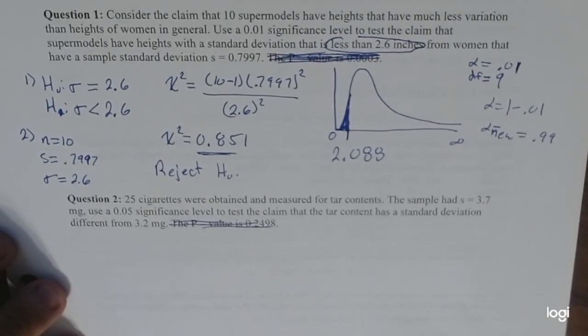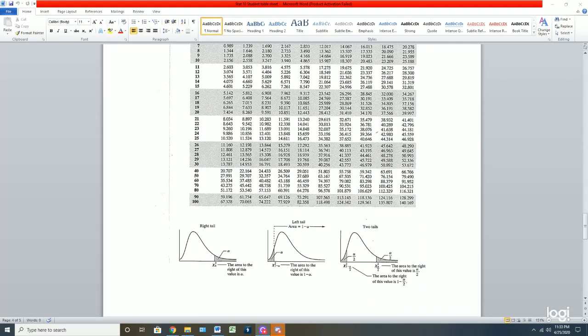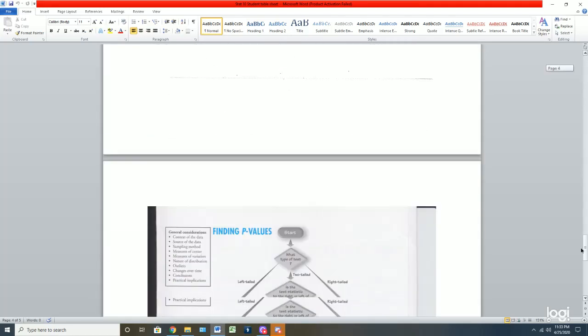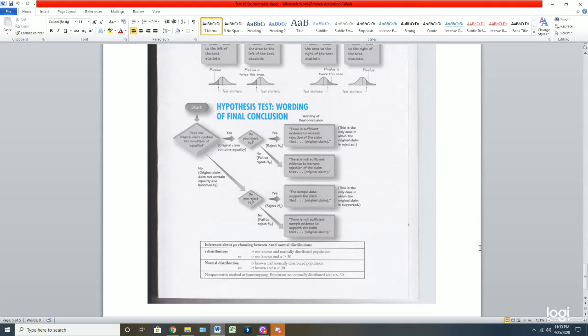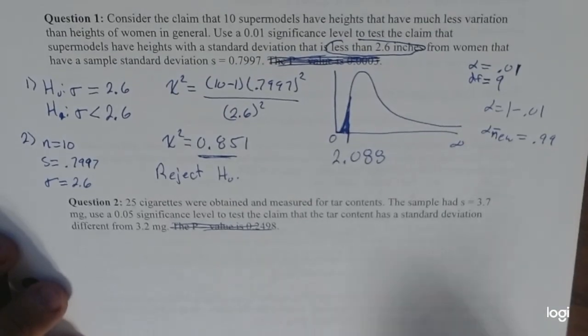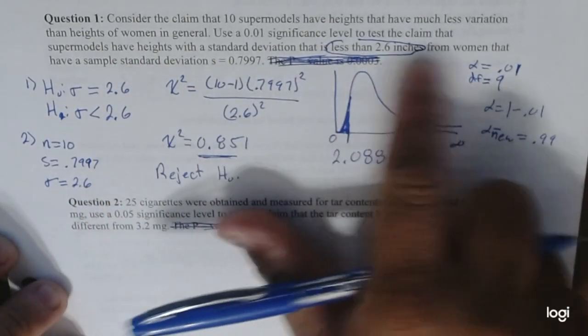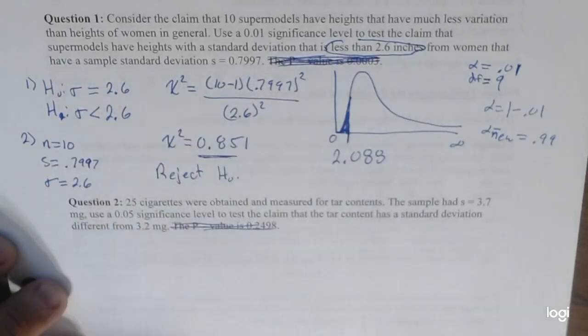So I'll quickly show you guys. Just like over here, go all the way down. Right, in the same exact process. So we would say no doesn't have equality, says less than, and yes, we reject, so we should be in box 3. The sample data supports the claim that the heights of, or is it, that superbowl heights have heights with a standard deviation that is less than 2.6 inches for women that have a sample standard deviation.